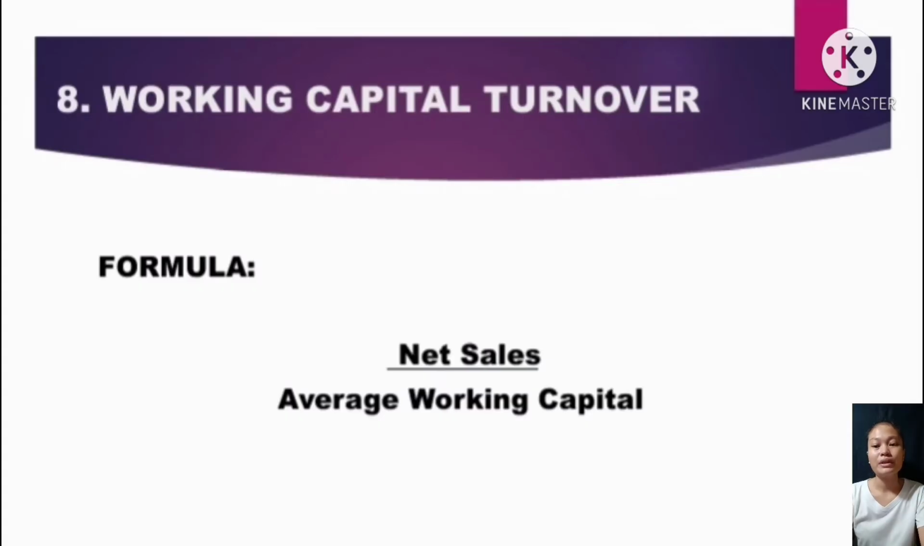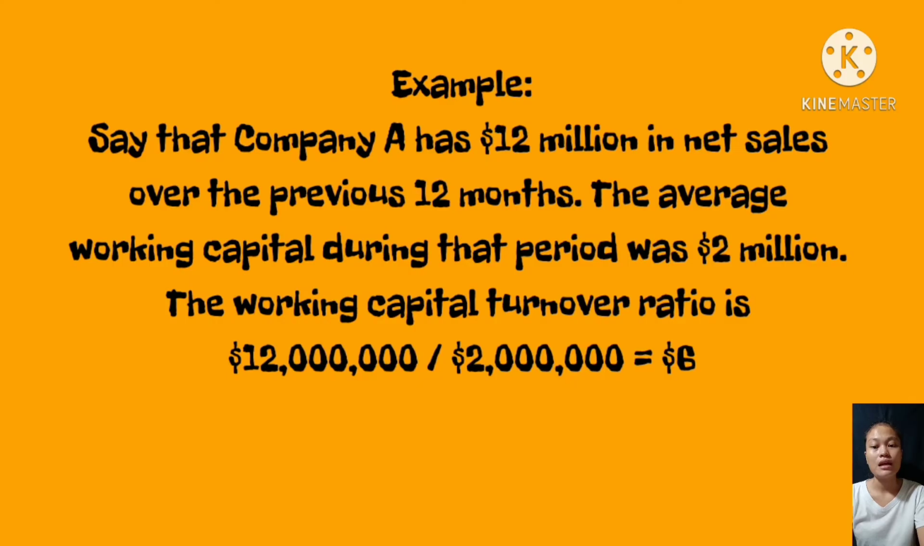Working capital turnover. The formula is net sales divided by average working capital. It signifies the pace by which working capital is used. It also indicates the adequacy of working capital in the firm's operations. For example, say that company A has $12 million in net sales over the previous 12 months.